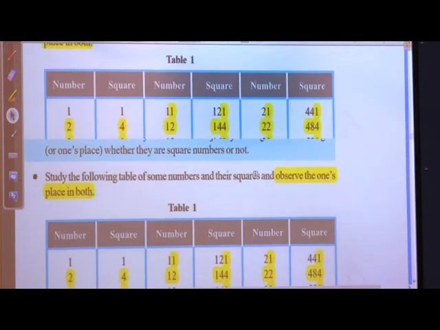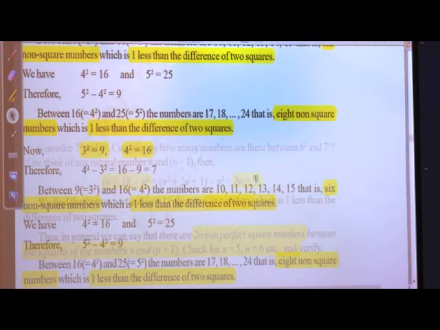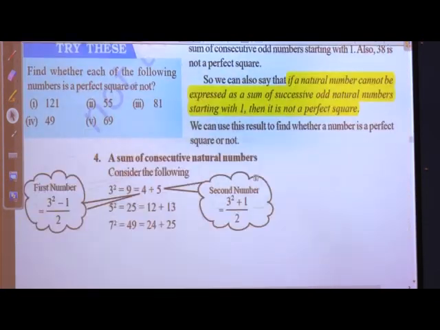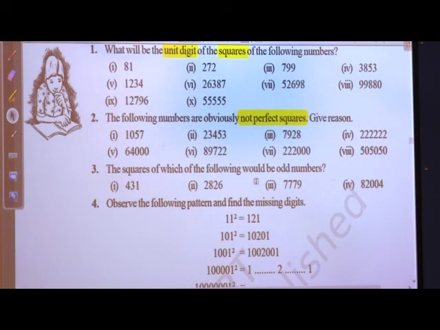I hope it has been refreshed for you. You have understood. Now what to answer here? It becomes very easy for us now. The following numbers are obviously not perfect squares. If they end with 2, 3, 7, 8, or if they have an odd number of zeros, they are not perfect squares. I will repeat it.